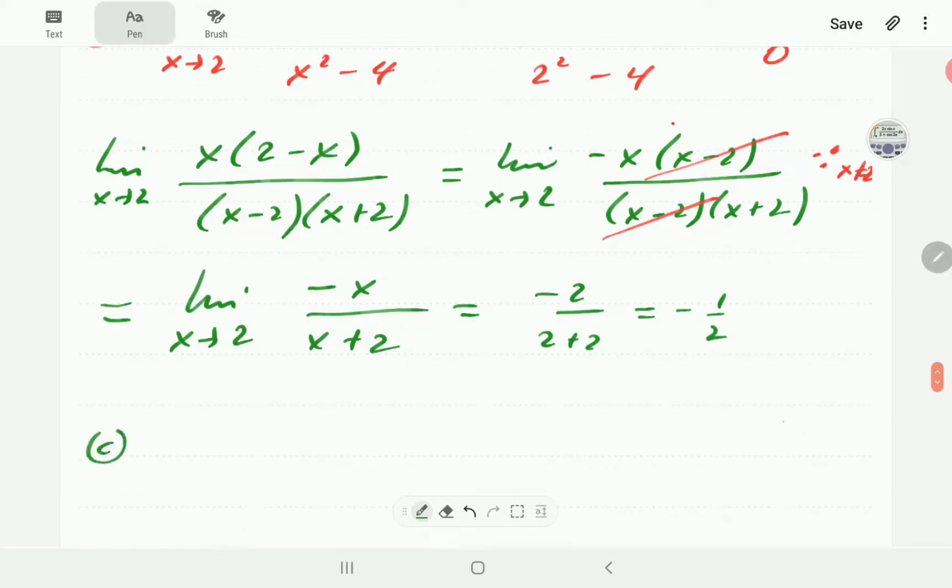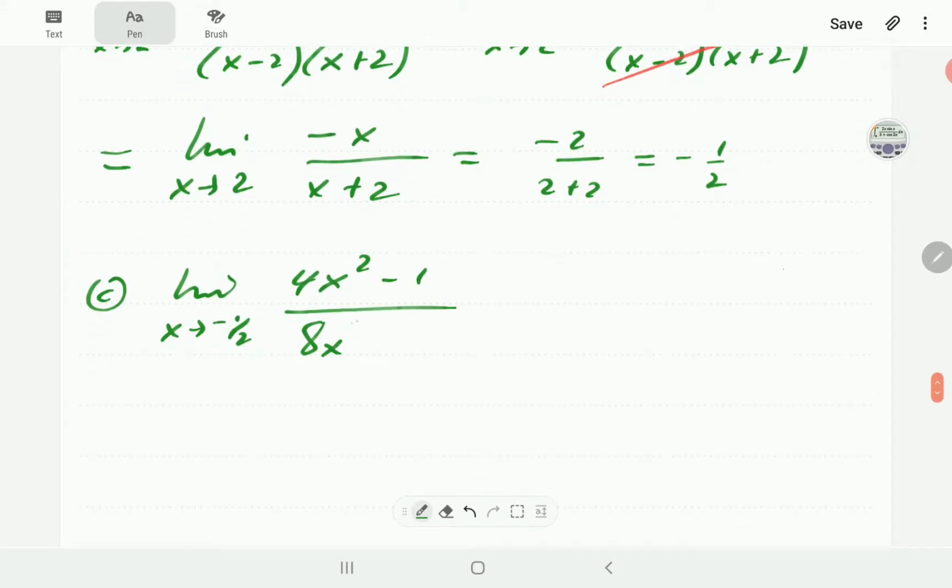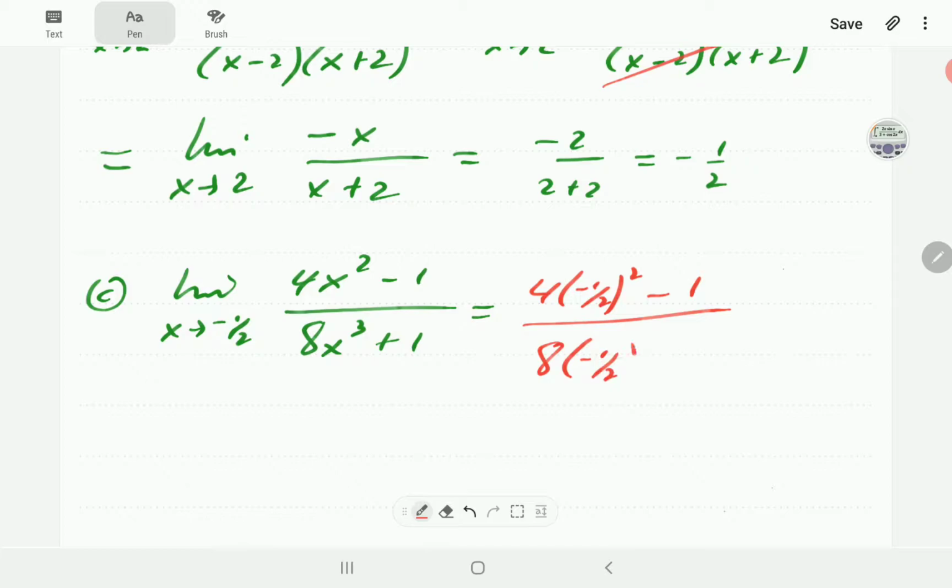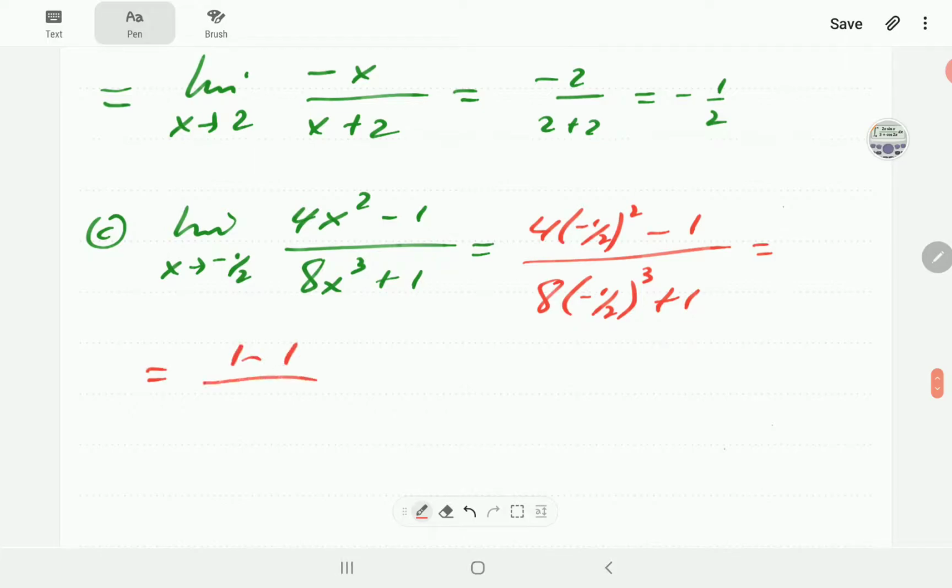Then going to C, we have got the limit as x goes to minus half of 4x squared minus 1 over 8x cubed plus 1. Again, if we do direct substitution here, it's going to be 4 times negative 1/2 squared. The denominator is going to be 8 times negative 1/2 cubed. The numerator is going to be 1 minus 1. The denominator is going to be minus 1 plus 1. So again, this is case 3. So we have got a common factor of x plus 1/2.